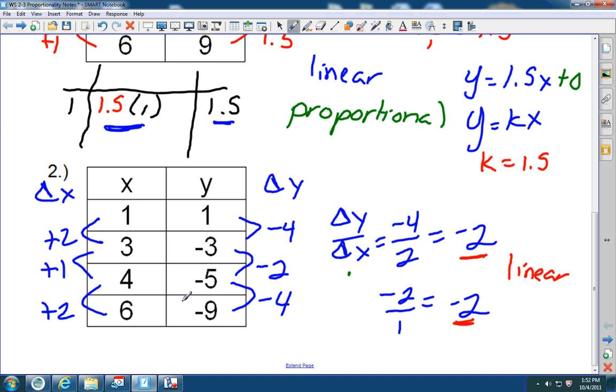But now since we know it's linear, I have to figure out if it's proportional. So if I take negative 2 times 1, you multiply these together and I get negative 2. What do you have to do to negative 2 to get to 1? You have to add 3. So my equation is y equals negative 2x plus 3. See how it has that plus 3? It is non-proportional.